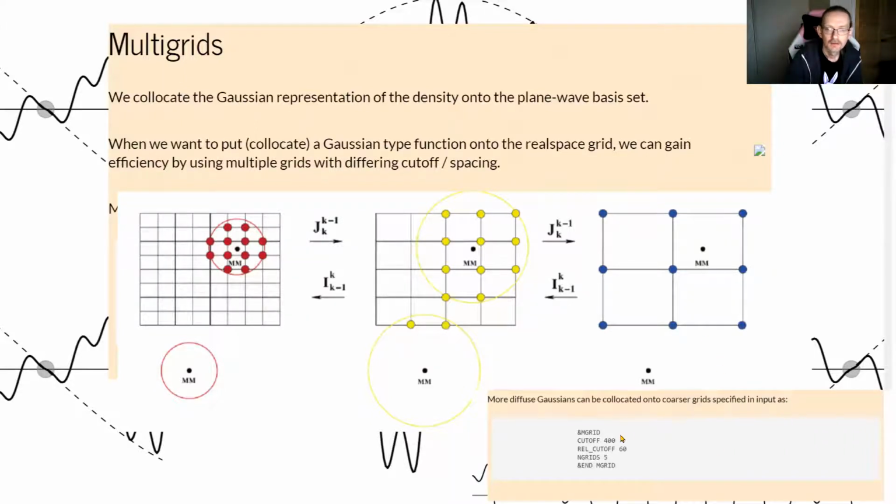In terms of the actual input, the setup, you need to tell it how many multigrids to use, and what the energy cutoff is of the finest grid. The relative cutoff says, compared to a standard Gaussian, essentially what resolution of grids the Gaussian needs to go on to. The number of grids is also specified.